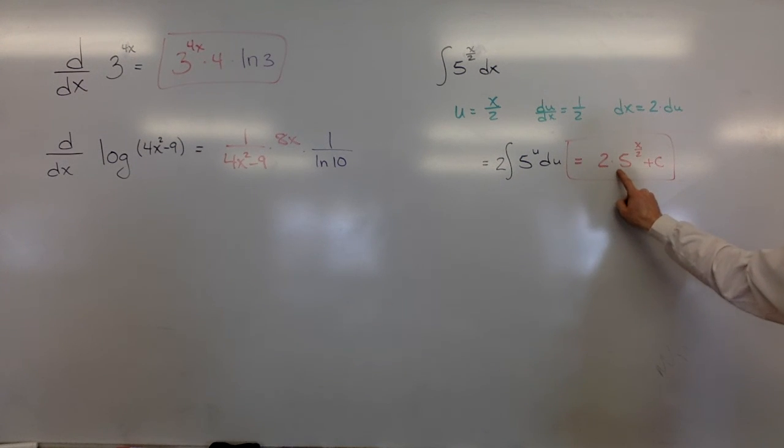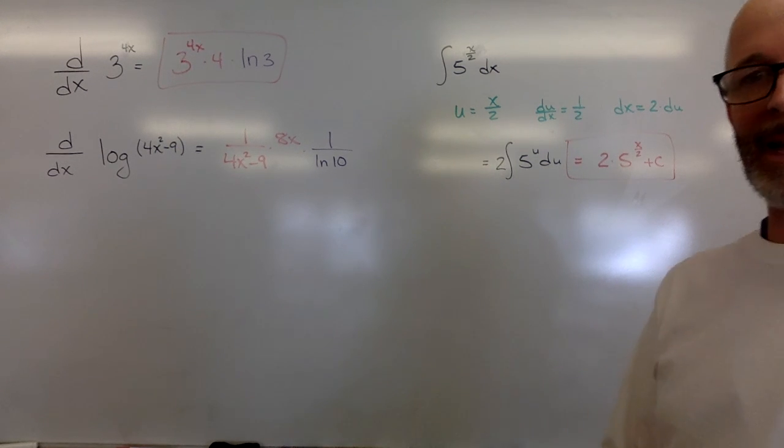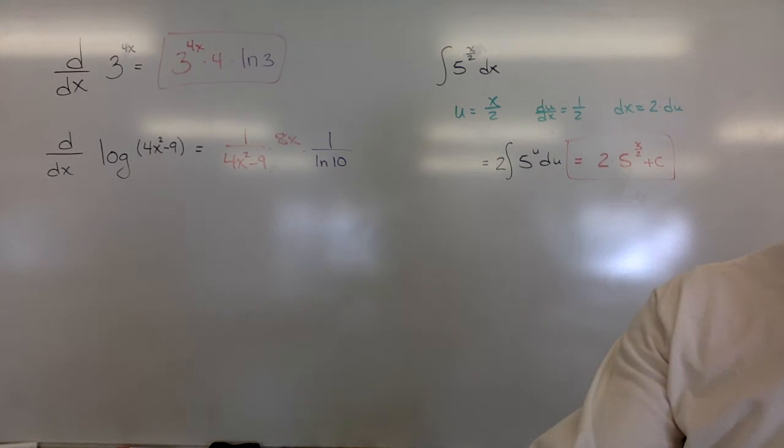Please, when you get your answer, do not try and simplify this. You can't take 2 times 5 and make the base 10. That is 5 to a power, and then you'll double it. But you cannot double it before taking the power.